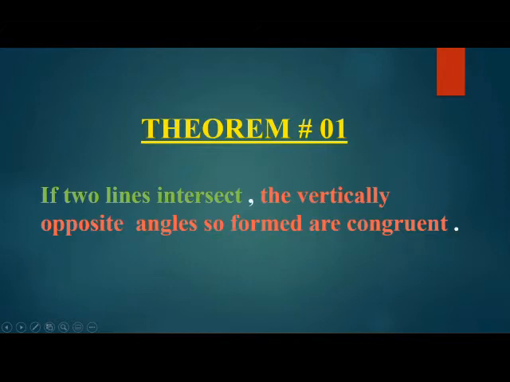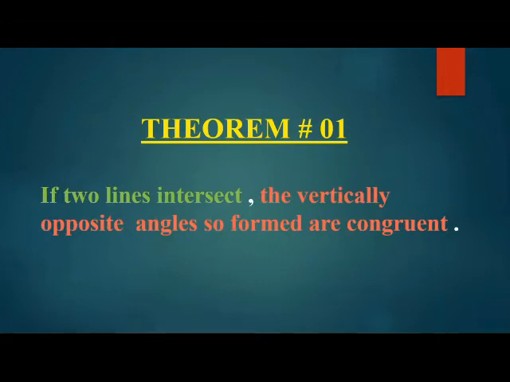So starting from theorem number 1, this is the general enunciation in which there are 2 parts. The first part is called the hypothesis and the second part is the conclusion. The hypothesis, for example, in this theorem number 1, is: if 2 lines intersect. This is a condition, called the hypothesis of the general enunciation. Then the vertically opposite angles so formed are congruent. So based on the prior condition, that if 2 lines intersect, then this will happen. This is called the conclusion of the general enunciation.